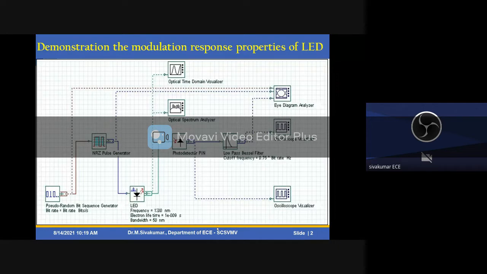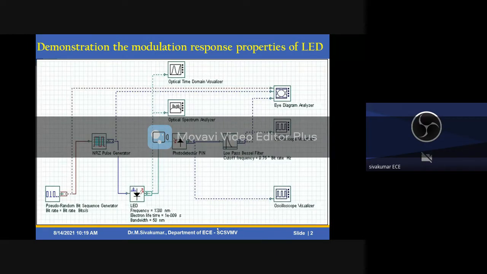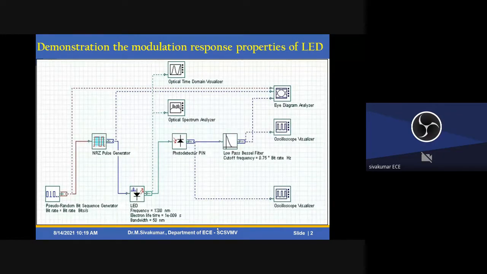Then one LED. We are going to drag and drop the LED and set the wavelength of 1300 nanometer. Before you apply the value, set the unit from terahertz to nanometer. Here also you can click this check button. Electron lifetime is already the default, 1 nanosecond. Then the bandwidth you also need to change to 50 nanometer.